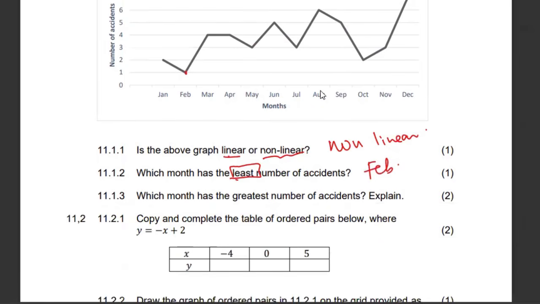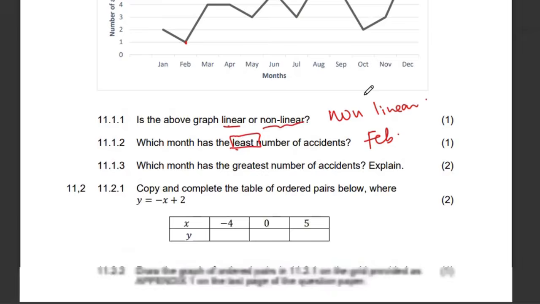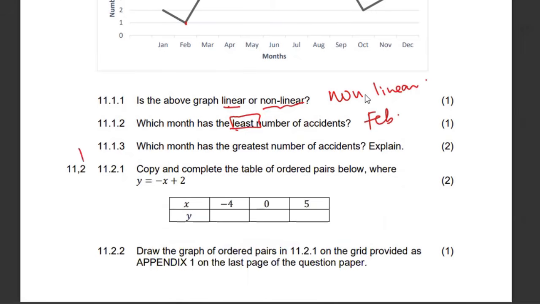Okay, and then which month has the highest number of accidents? And we must explain why we think so. So the month is December. And why do we have a lot of accidents in December? Number one, we can say it is a festive season. It's always a festive month. Let's call it a season. Or some people will say it's a holiday season, and people seem to be careless.